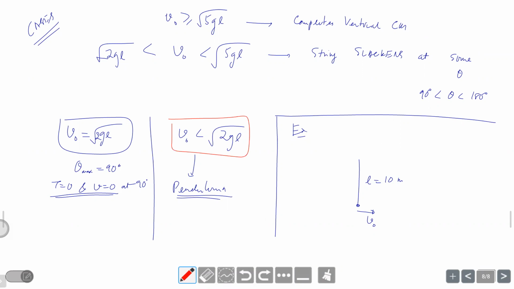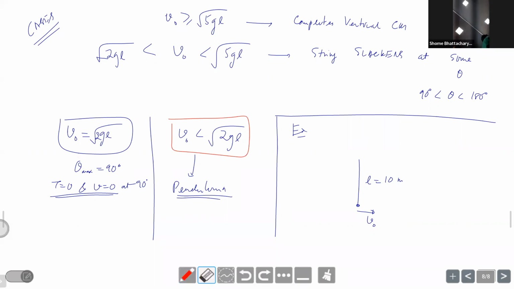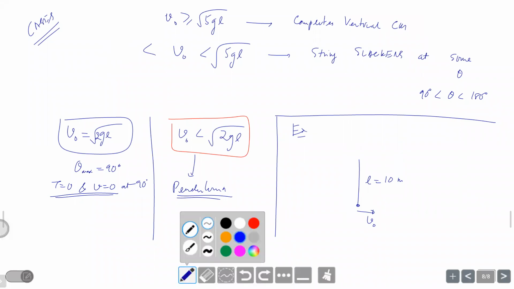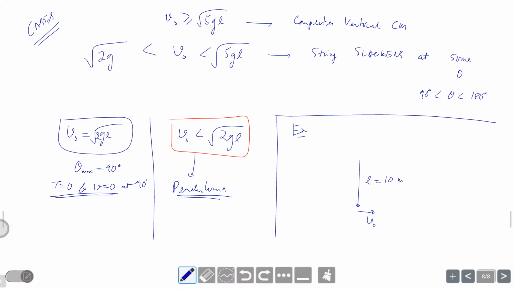When you are revising, you can grab on these things. Sir, V naught equal to root 5GL and V equal to root GL is the same condition. Yeah. See, if your V naught is root 5GL, then at the top your speed is root GL. If your V naught is greater than root 5GL, then at the top your speed is greater than root GL. Okay, sir. But see, when you're remembering the different cases, like keeping these values in mind, it's always easier that you keep it in mind in terms of the speed at the bottom. Okay, now? Yes, sir. Okay.